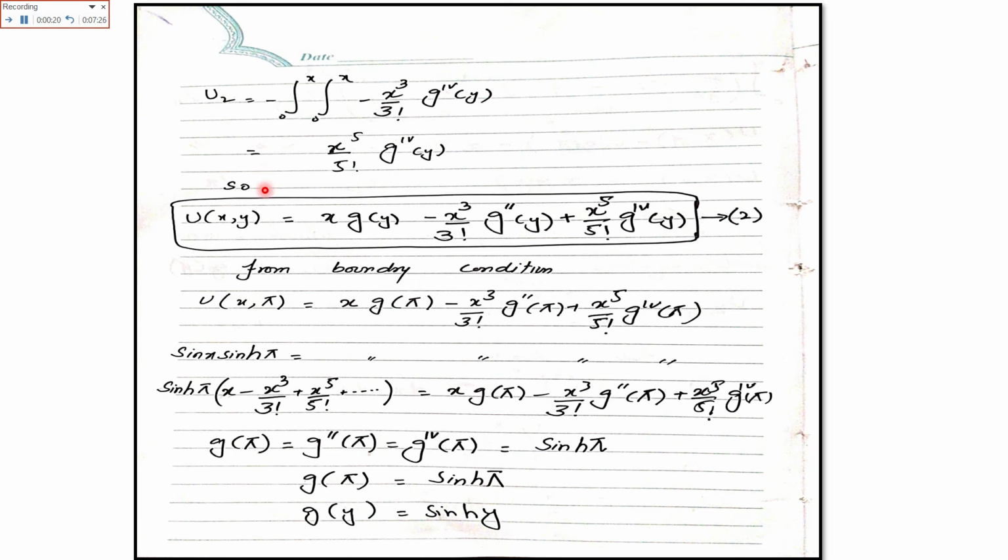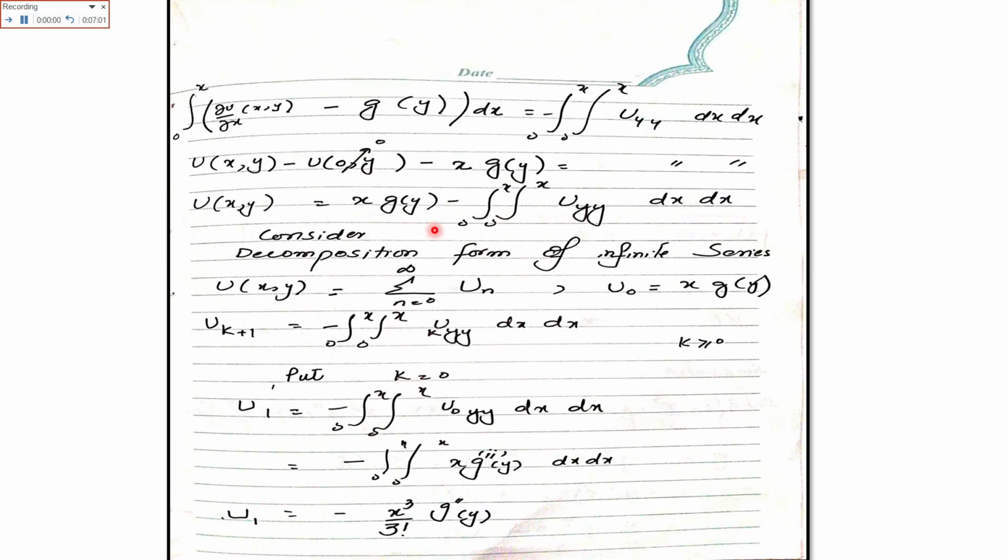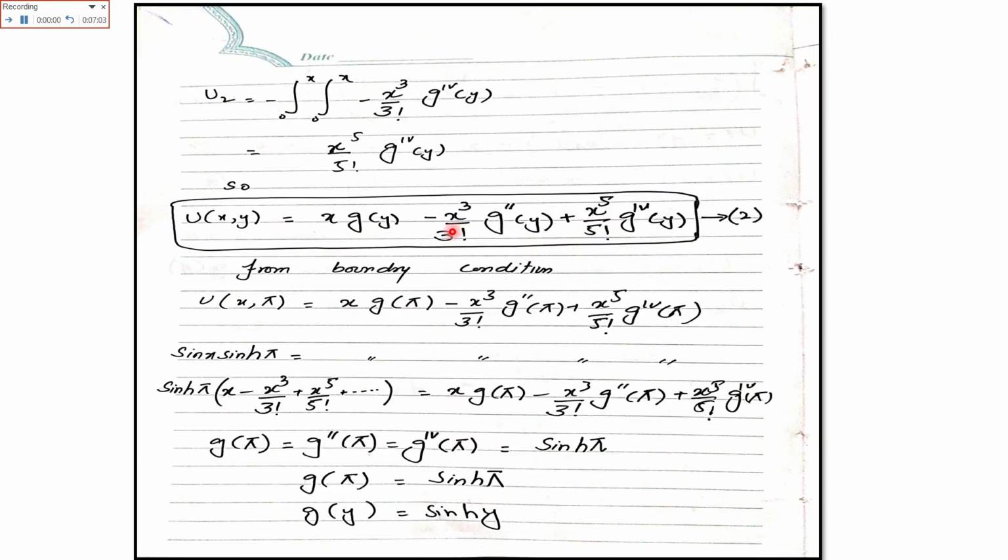So in the series form we'll have u of x y equals u naught plus u1 plus u2 plus u3 and so on. So u of x y is equal to x g of y minus x cubed over 3 factorial g second derivative y plus x to the 5 over 5 factorial g fourth derivative of y, and so on.